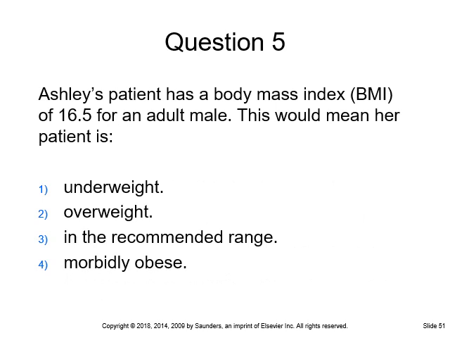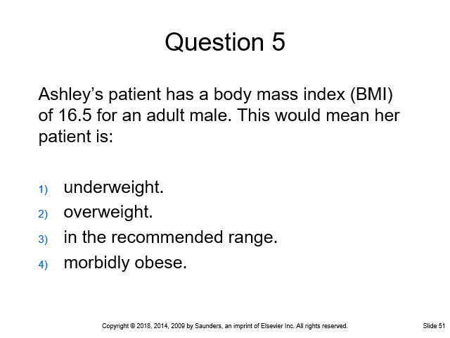Question 5. Please post your response under Shared Notes. Ashley's patient has a BMI, or body mass index, of 16.5 for an adult male. This would mean her patient is 1, underweight, 2, overweight, 3, in the recommended range, or 4, morbidly obese.